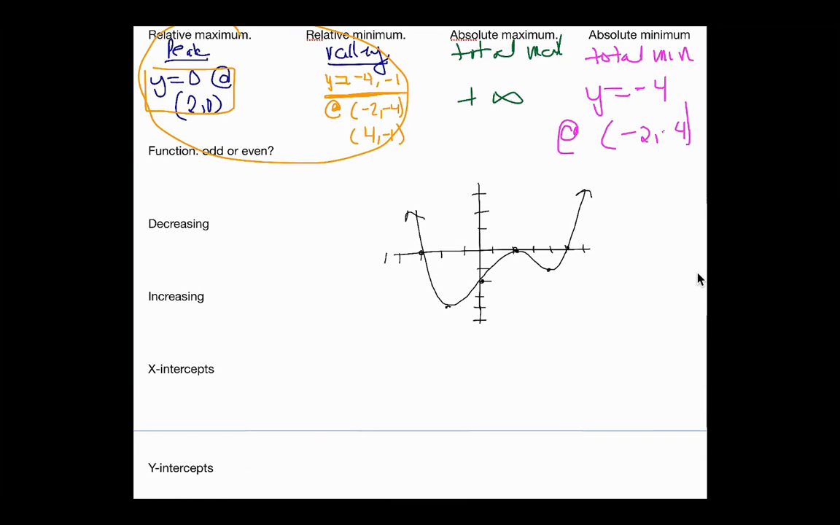There's a couple more on our list. We have to look at whether a function is even or odd. Even is when the graph is symmetric about the y-axis, and odd is when a graph is symmetric about the origin. If I had to categorize this as one or the other, we're going to say even.